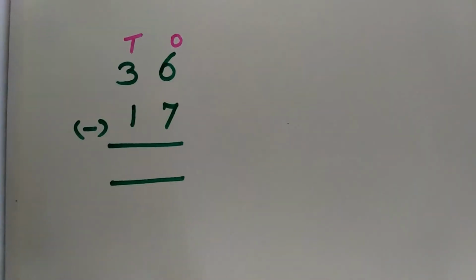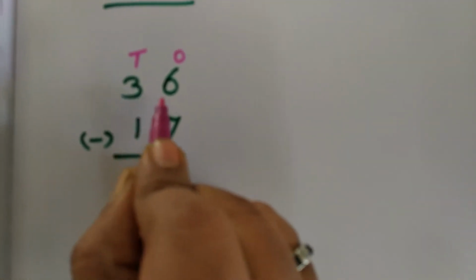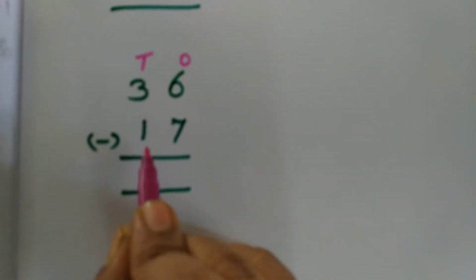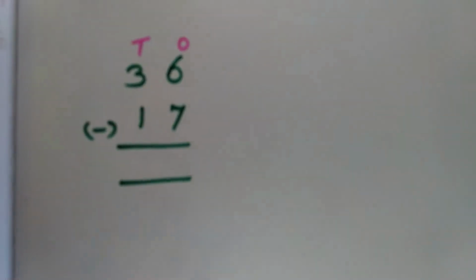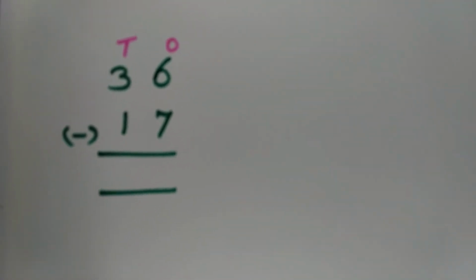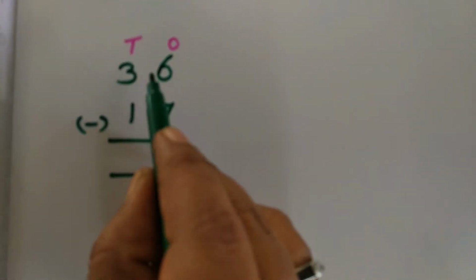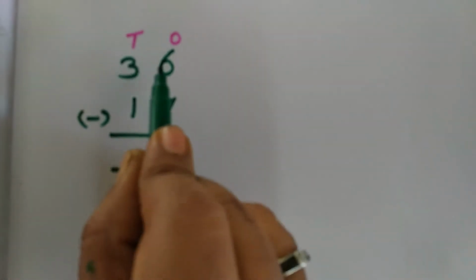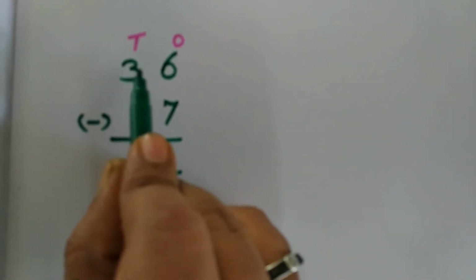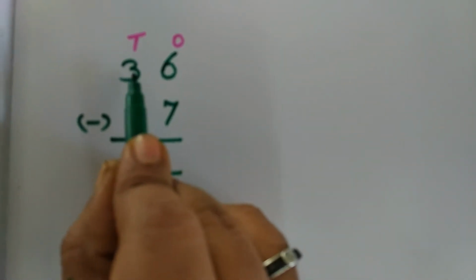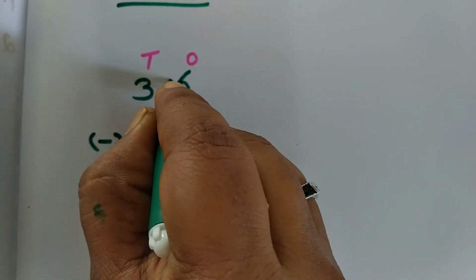Now see this sum. So 36 is the number and you want to subtract the number 17. Okay. So from 6 you cannot subtract 7. So what you have to do? So you want to borrow. You want to get from the tens place. Okay. So from tens place, if you get 1 tens, what it will become? It will become 16.